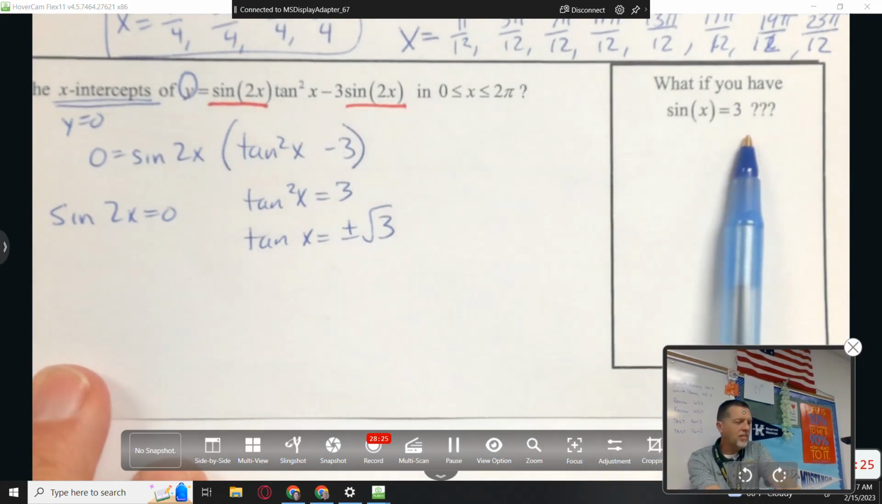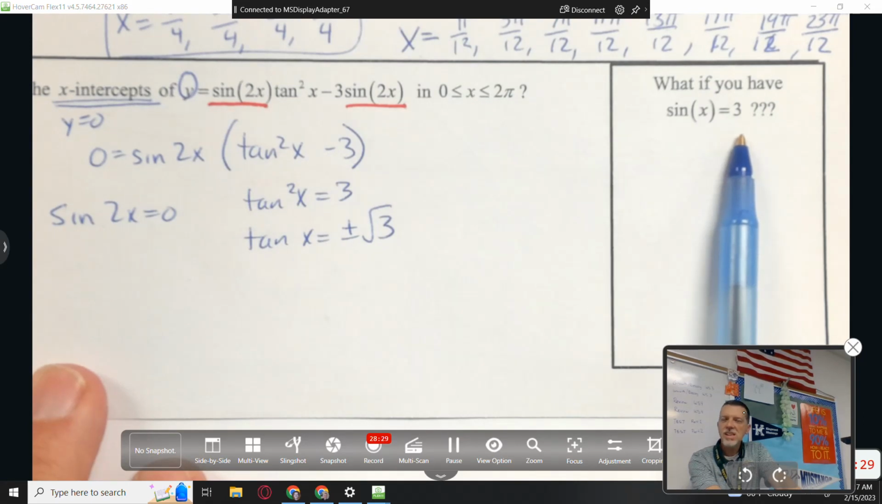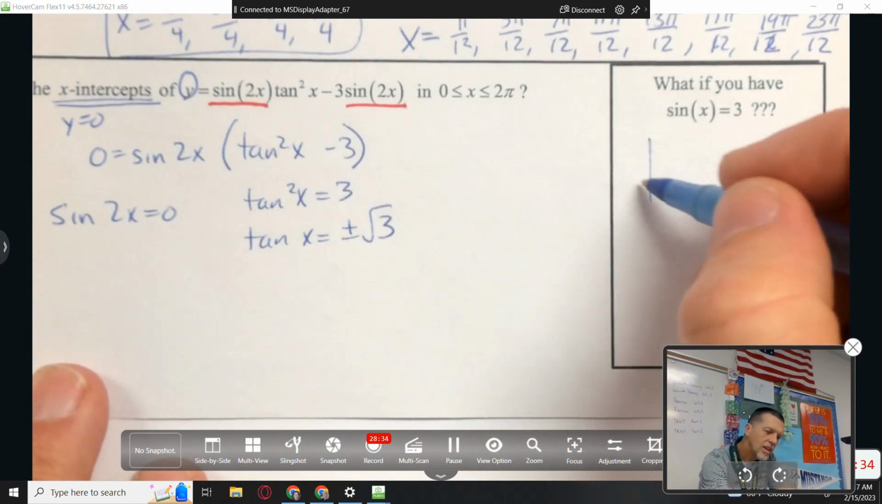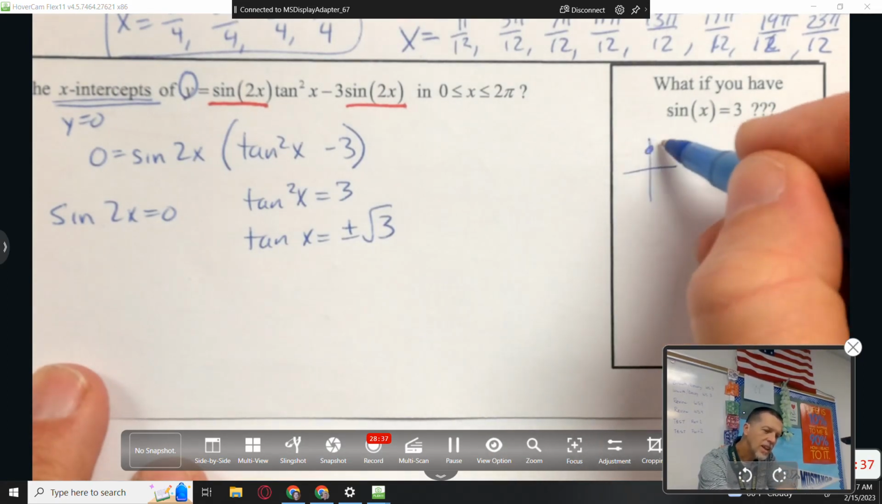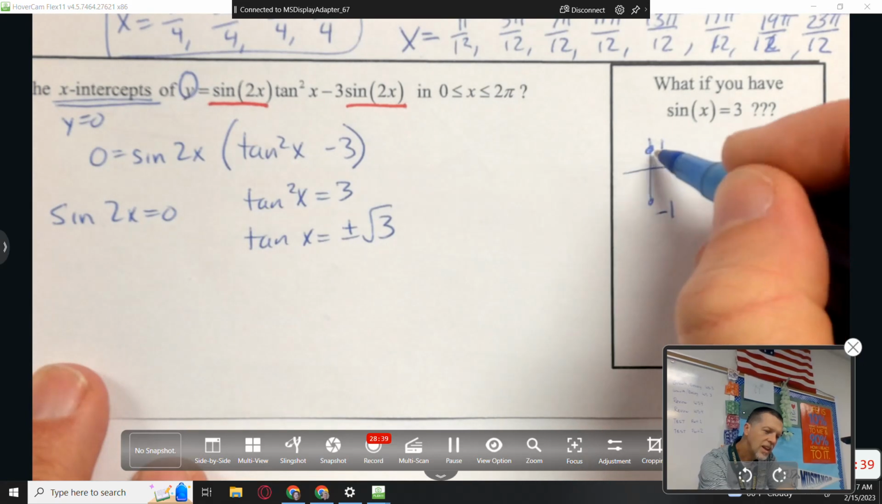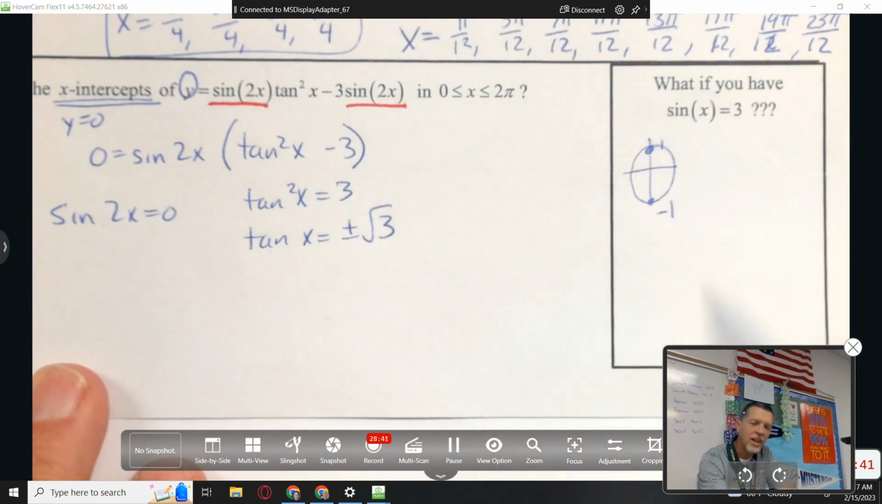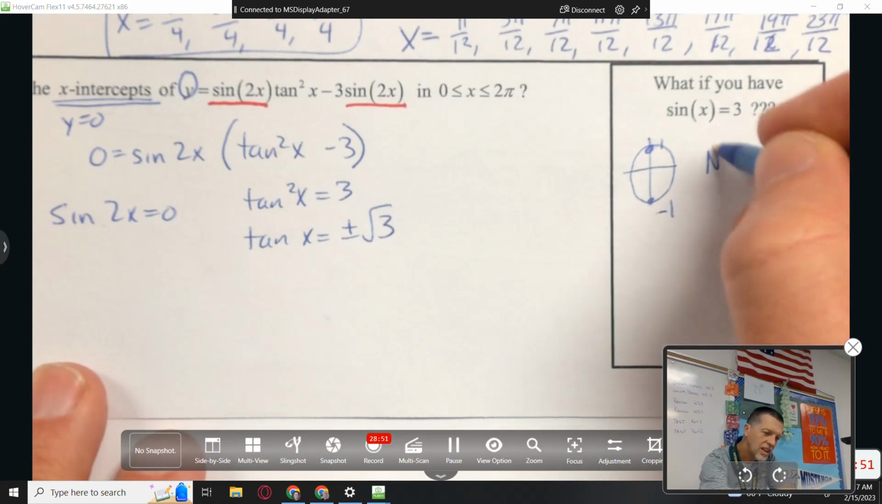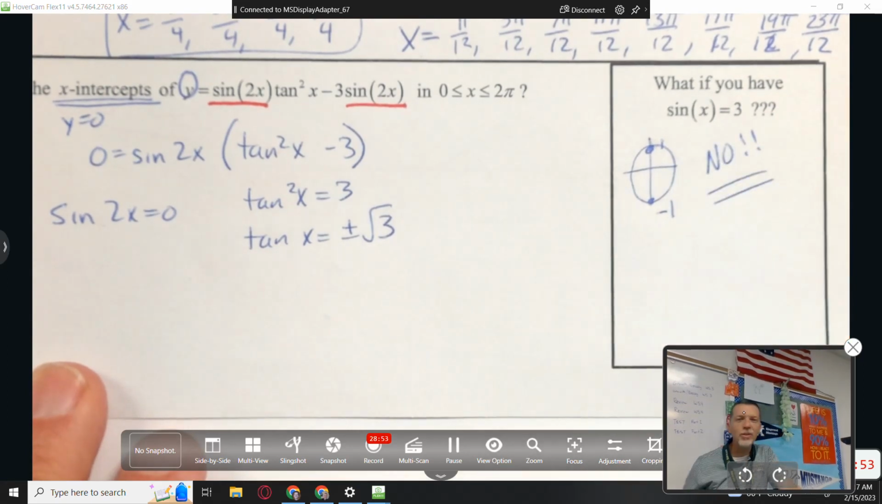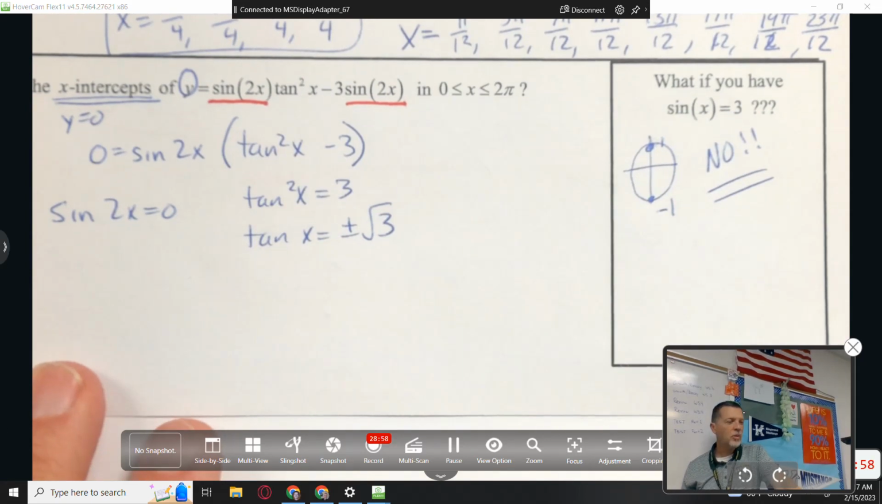What about sine of x equals 3? Where does that happen? Let's see. Sine goes between -1 and 1. So if you get sine of x equals 3, it's just no, you can't do that. No solution would be the fancier way to say it. No, with exclamation points.